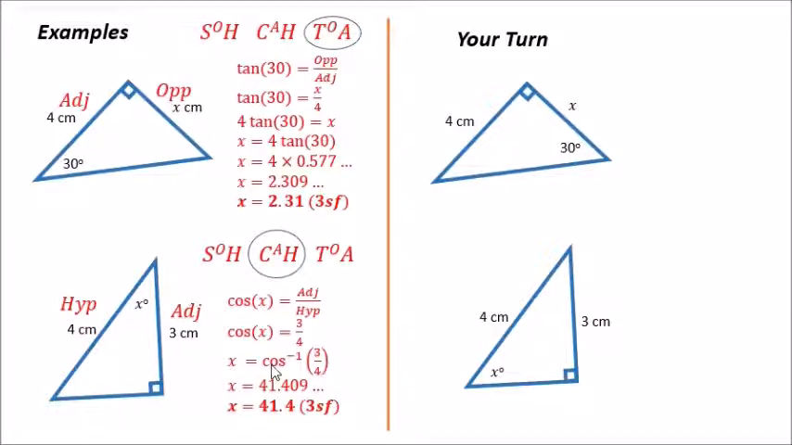Okay, so if I do inverse cos of both sides, it undoes the cos here to get just x, and inverse cos of 3/4 gets me inverse cos here of 3/4. I can type that into the calculator.